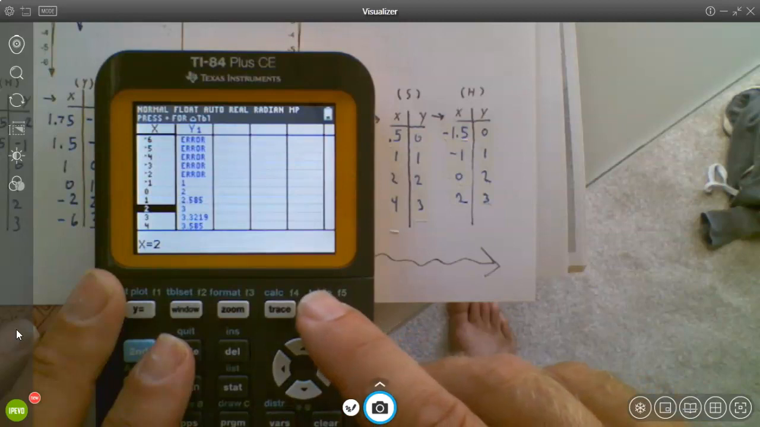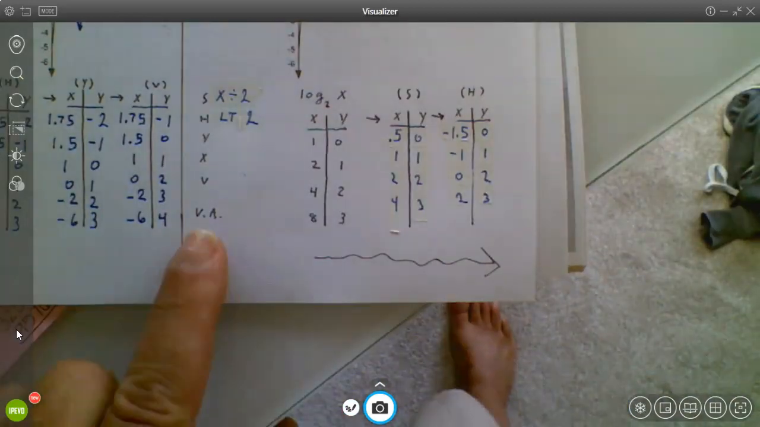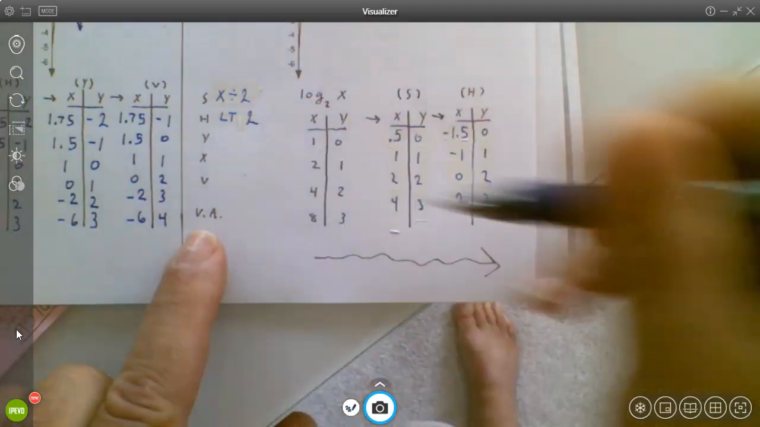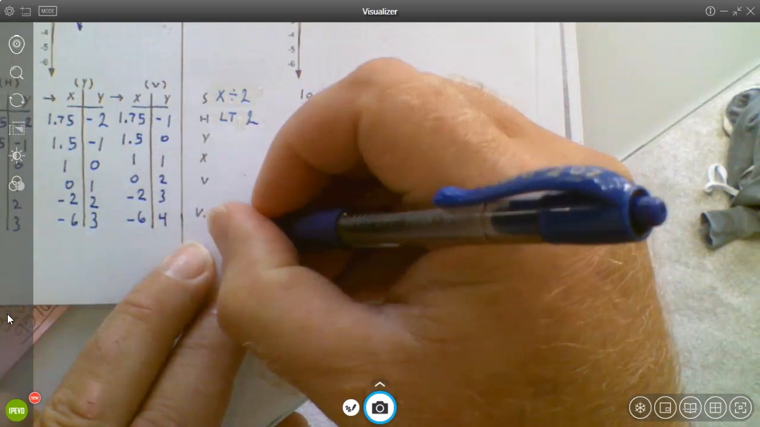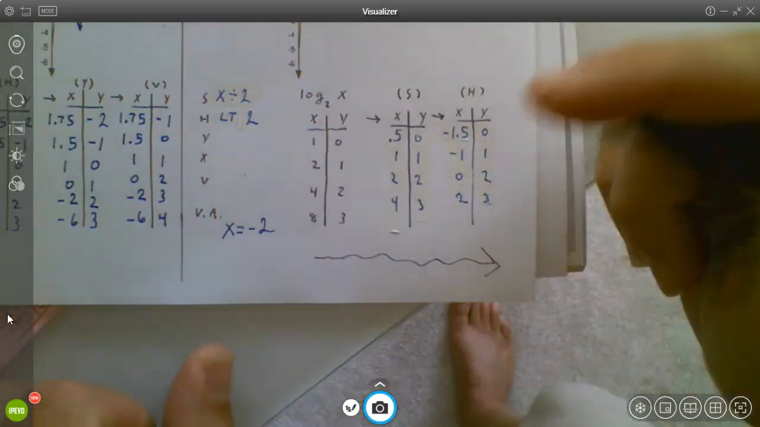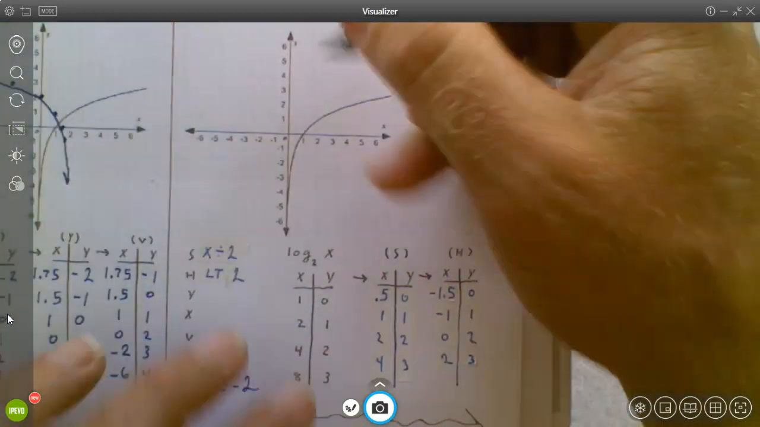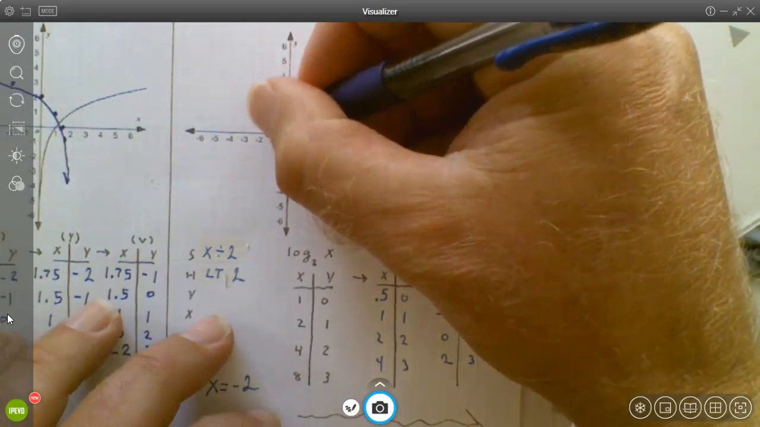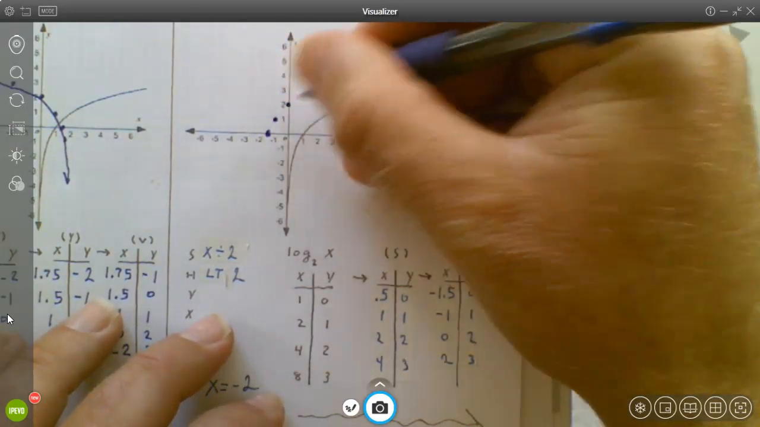So if I plot those points, should come out looking like this. Keep in mind that vertical asymptote is typically through 0, but since we went left 2, so did the vertical asymptote. So x equals negative 2 should be the vertical asymptote. So I'm just going to plot those points that we just came up with. So negative 1.5, 0, negative 1, 1, 0, 2, and 2, 3.